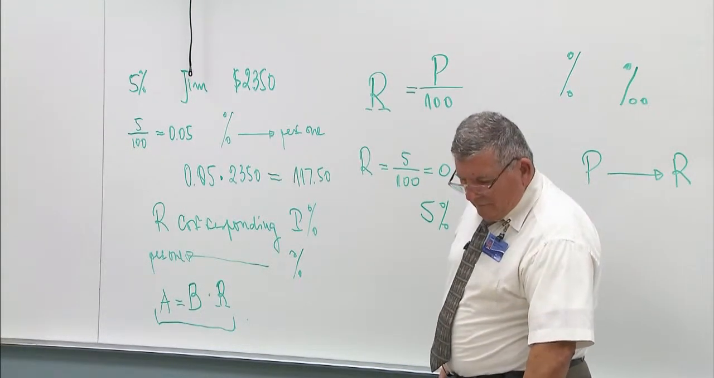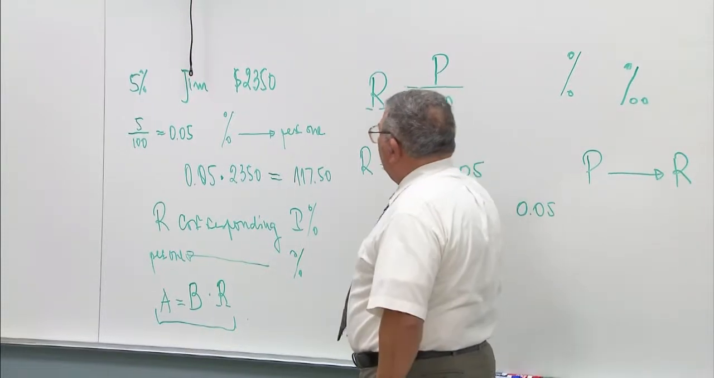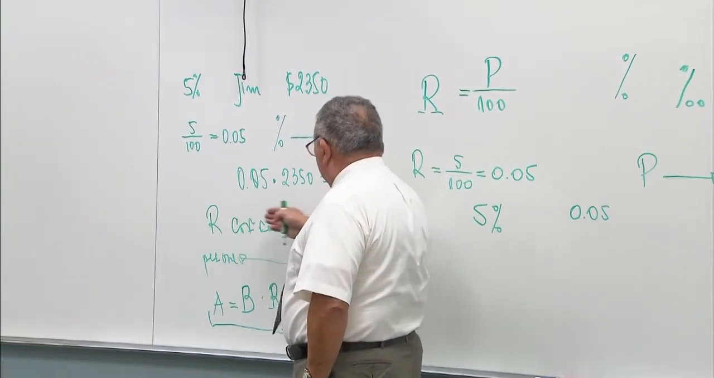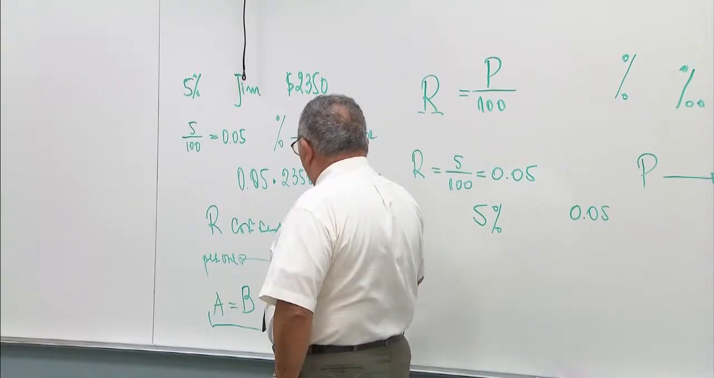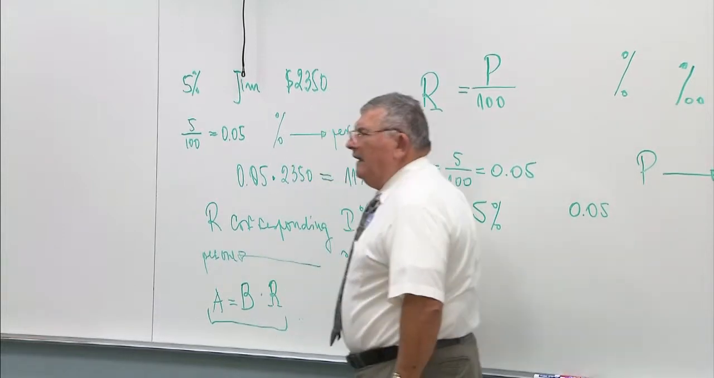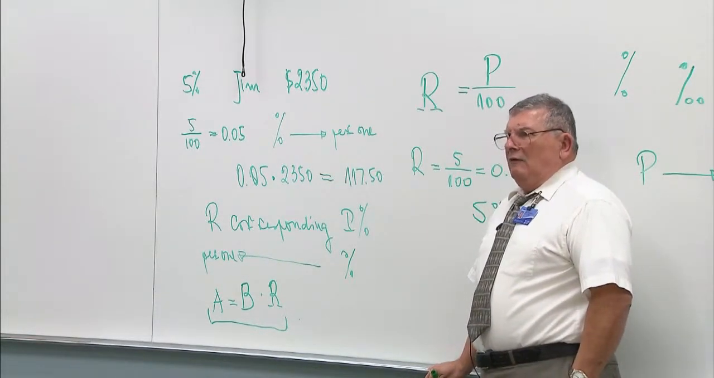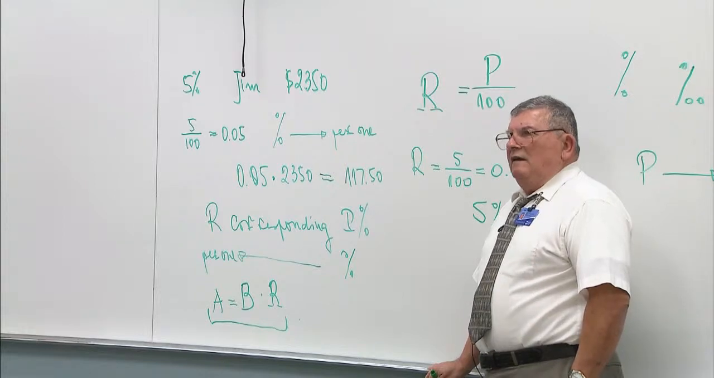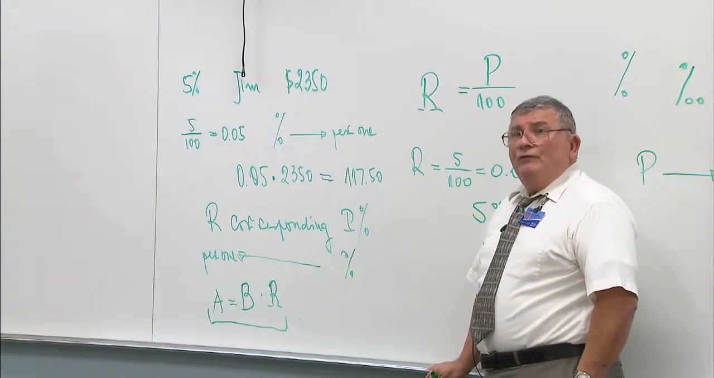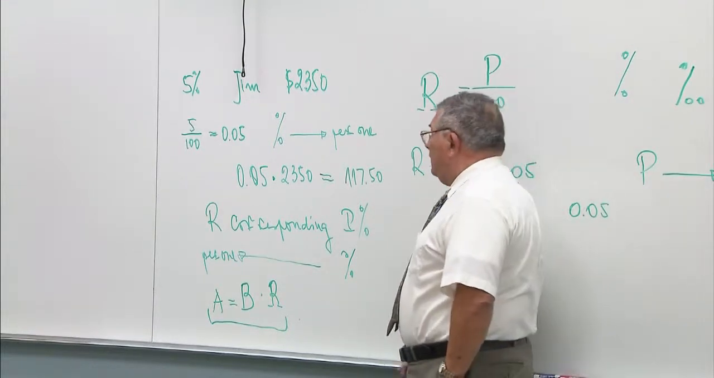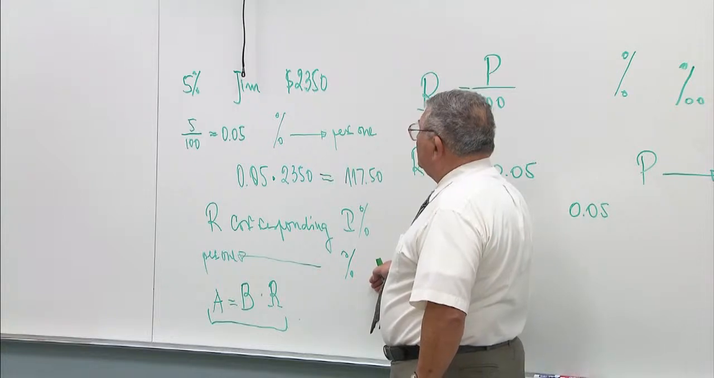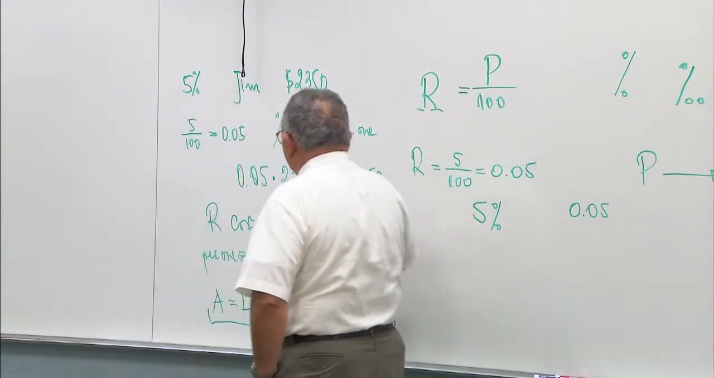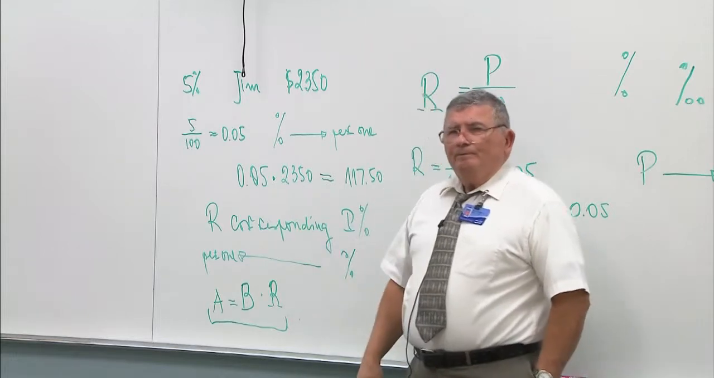Now, this method from here, go from per 100 to per 1, and after that solve the problem, is a well-known method in solving arithmetic problems. It is called the method of reduction to unit. So what we are doing here, we don't do anything else, but we switch from per 100 to per 1, and after that solve the problem.